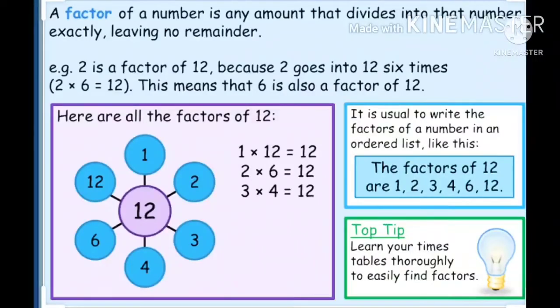What is factor? Factor of a number is dividing any other number exactly without leaving any remainder. Here you can see that 1, 2, 3, 4, 6 and 12 are dividing 12 exactly. So all these numbers are the factors of 12. We write it usually as the factors of 12 are 1, 2, 3, 4, 6 and 12. One thing which you have to remember is to write easily the factors, you have to learn all the multiplication table very properly.